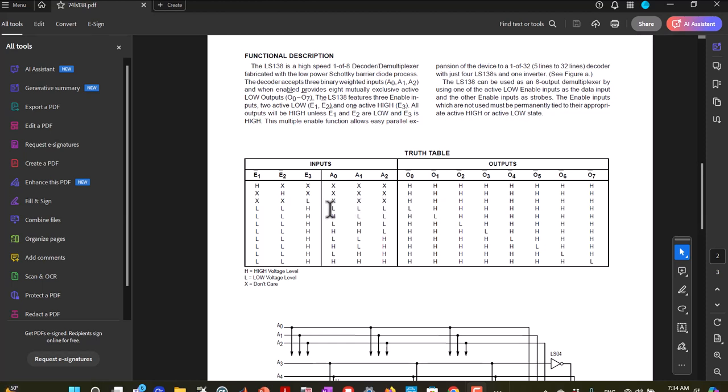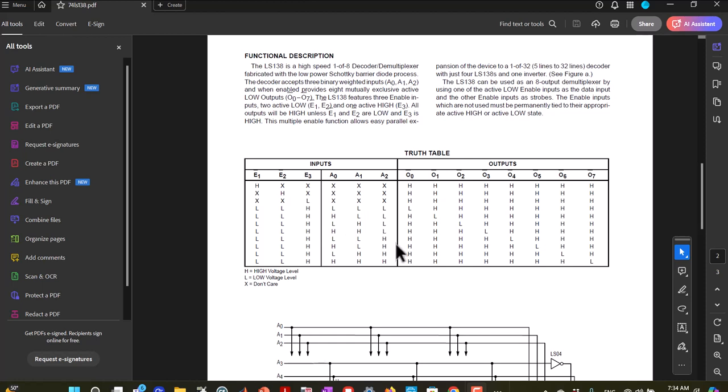What you need to have is E1 and E2 at ground, and E3 at VCC, and then A0, A1, A2 correspond to your 3-bit number, with A2 being the most significant bit. So this is 0, 0, 0, and then reading from right to left, 0, 0, 1, and then 0, 1, 0, and then 0, 1, 1, 1, 0, 0, and so forth. So A2 is the most significant bit.